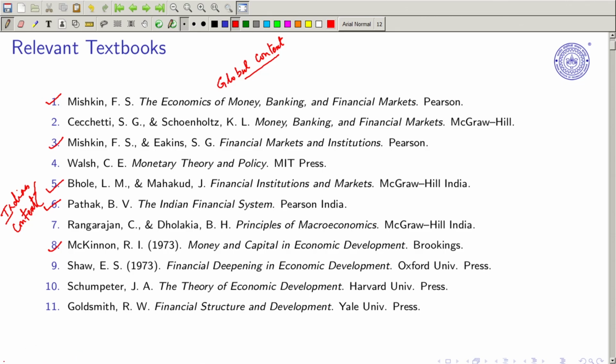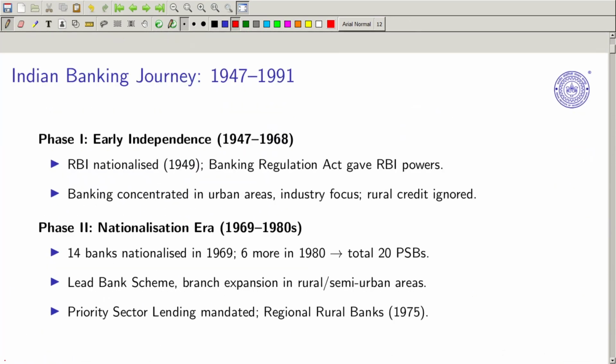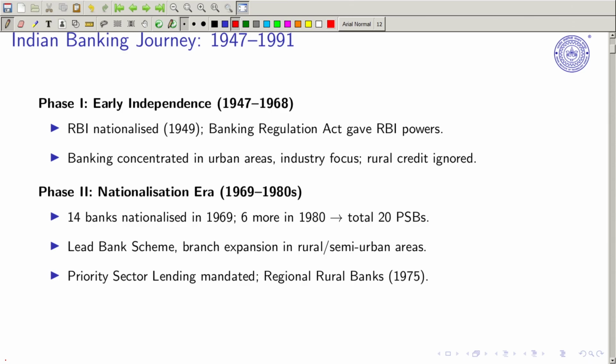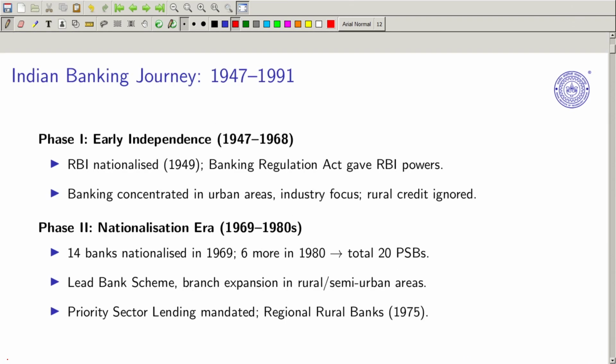So I hope this background has helped you understand what is important. So let's think about the Indian banking journey from 1947 till 1991. Remember, when India got independence, we had around 5,000 banks operating at that time, and most of these banks were highly unregulated and mostly skewed. Some of them had very low capital, so efficiency was the major concern.